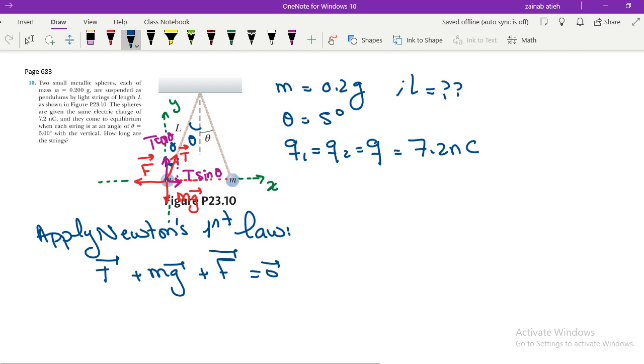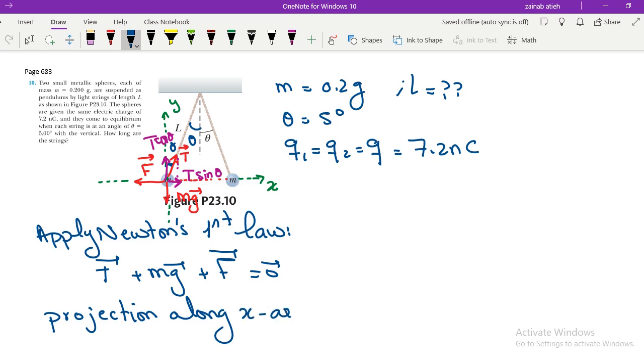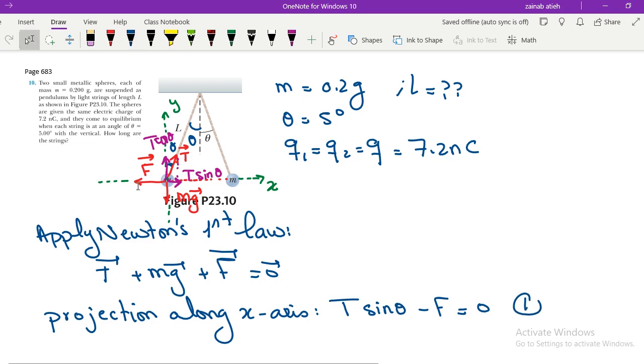Now let's write our projection along the x-axis. This will give me T sine theta, positive along the positive axis, minus F because it's opposite to the x-axis, is equal to 0. I will call this one the first equation.